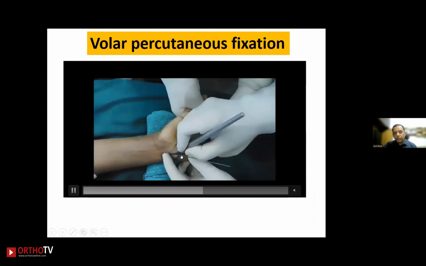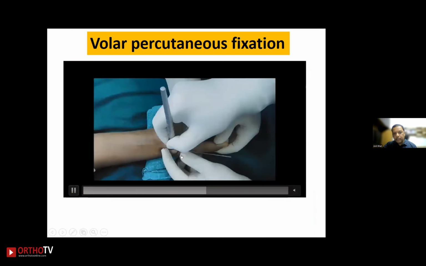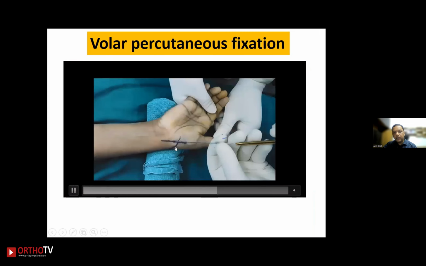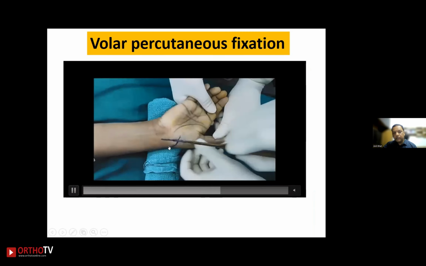And once that is done, make a small incision there. That is where your drill goes over that. Just spread the soft tissue with an artery forceps there. And then you take the measurement with this measuring device.